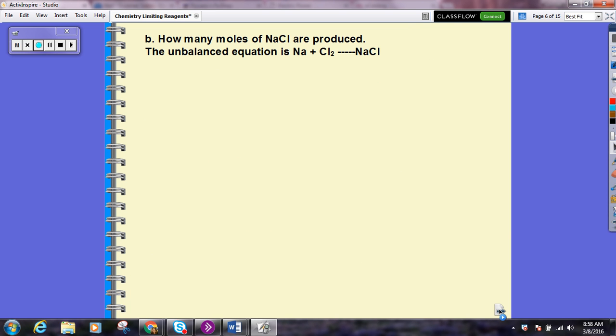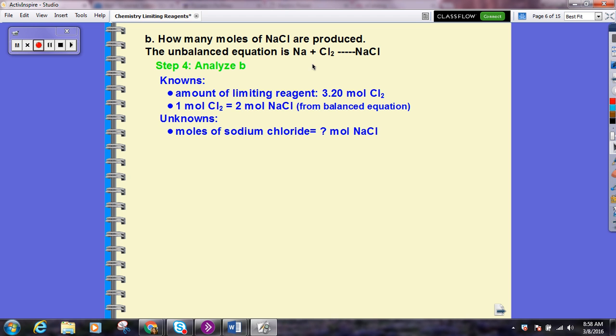So let's move on to part B. How many moles of sodium chloride are produced? So we have our unbalanced equation, which we've already balanced. So now we can analyze this. So again, let's find our knowns and our unknowns. We know that the amount of the limiting reagent is 3.2 moles of chlorine. We know that, according to our balanced equation, 1 mole of chlorine will give us 2 moles of sodium chloride. What we don't know is the number of moles of sodium chloride produced out of 3.2 moles of chlorine. So let's go calculate that.